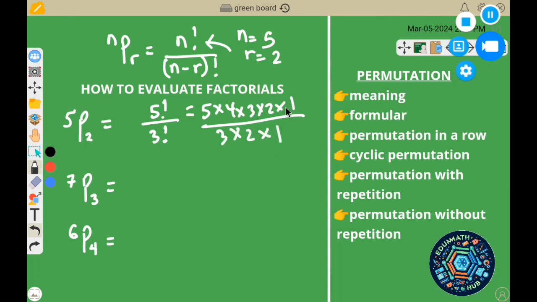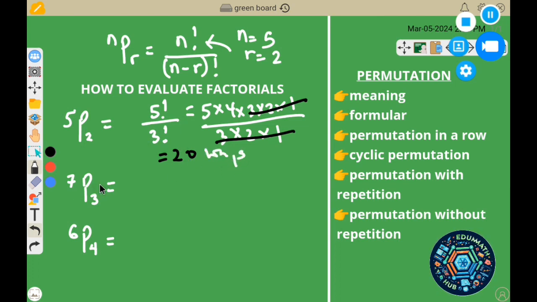So you can see that these parts are the same. This part will cancel out. So you have 5 times 4, which will give you 20. So that means there are 20 ways of arranging 5 objects, picking 2 at a time. So you have 20 ways, or just say 20.